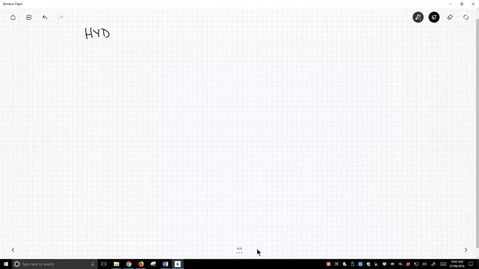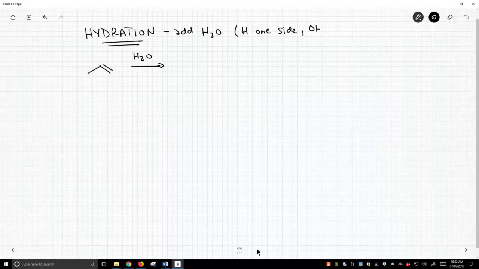Let's now look at how we hydrate an alkene. And we can do hydrations of alkenes. So let's now change our acid a little bit. We're going to treat this alkene with water because we want to add water. And when I say add water, I mean H on one side and OH on the other.